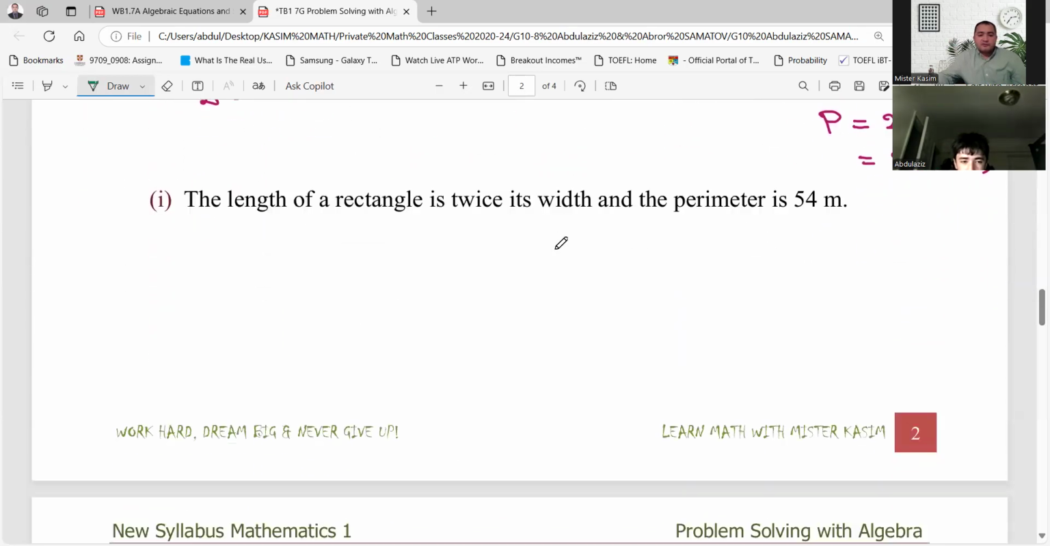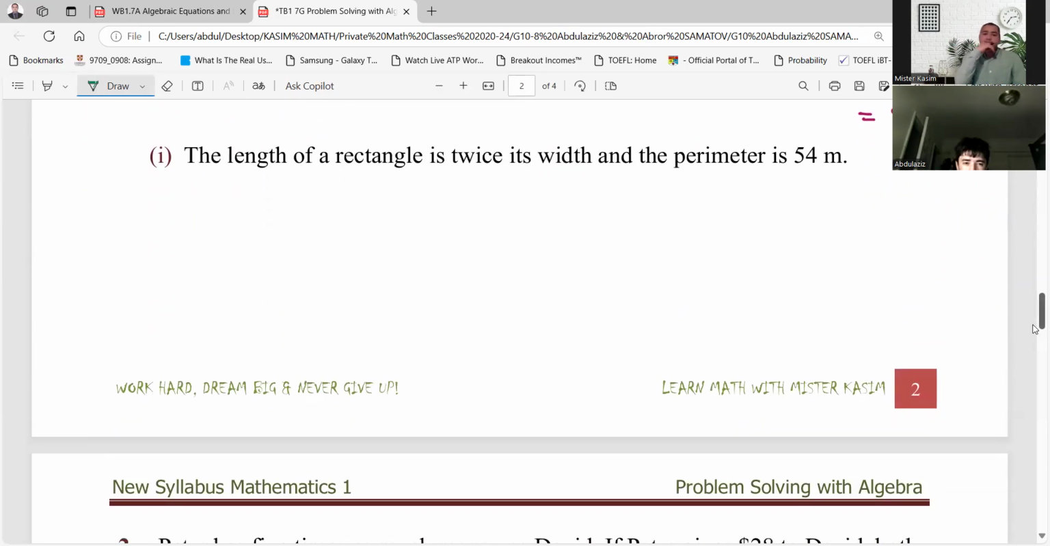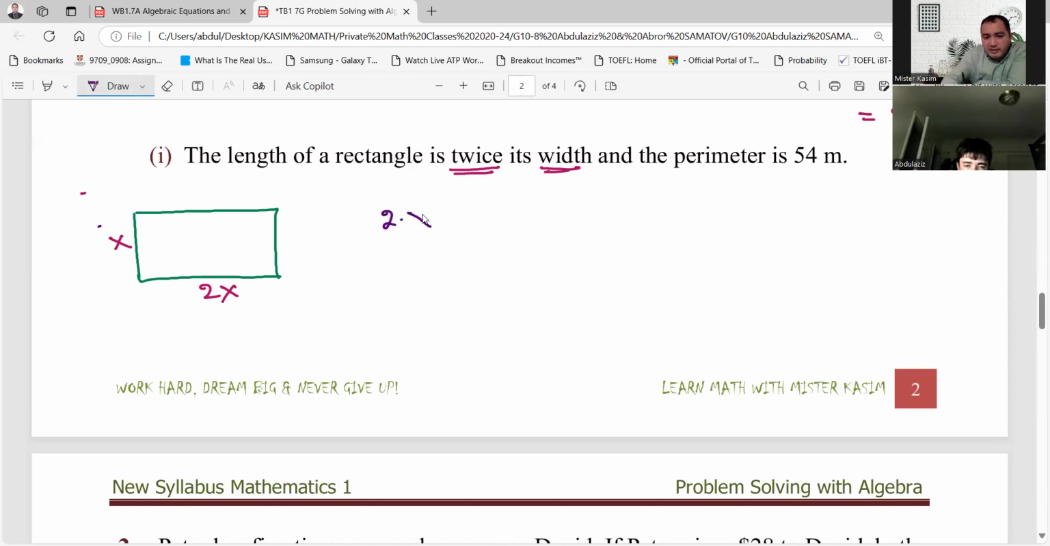I'll finish the class and continue for me here, okay? Read I. The length of the rectangle is twice its width, and the perimeter is 54 meters. Again, to solve questions, I suggest you to sketch, label and solve. Here we have the length of a rectangle is twice its width. If its width is x, length should be 2x, right? Twice means 2x. And now from here, the perimeter is 2 times width, that is x, plus 2 times length, it is 2x, so that's equal to 54.